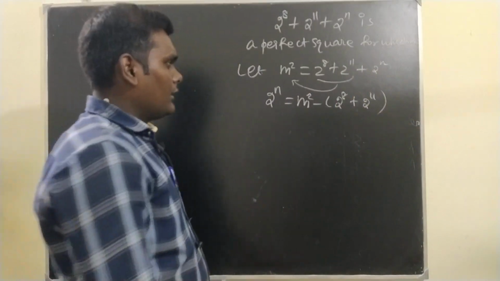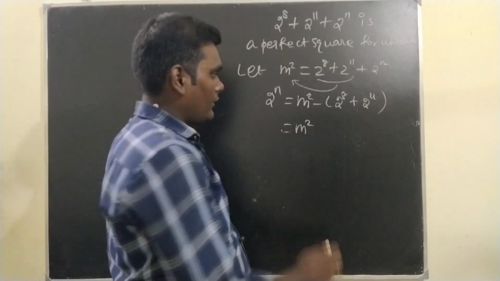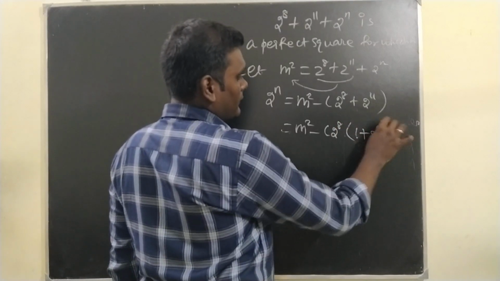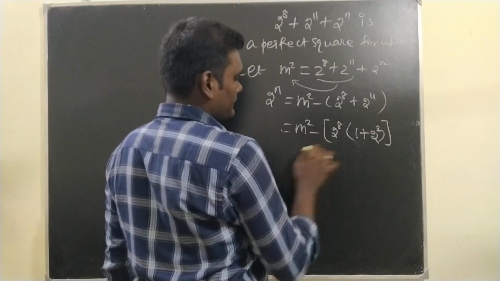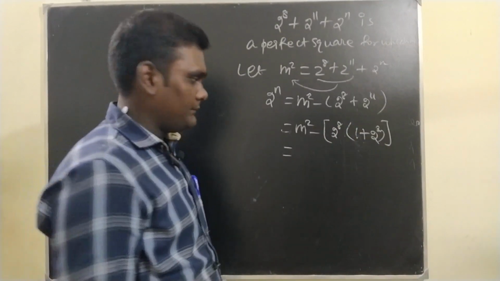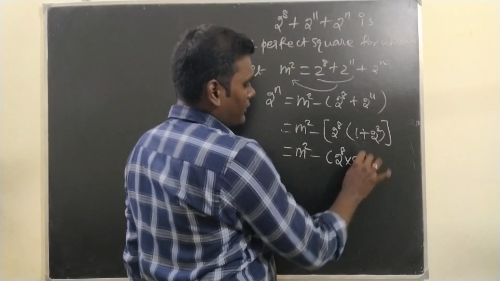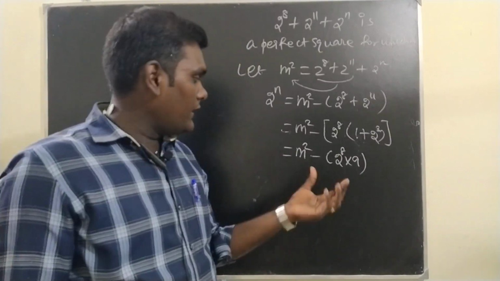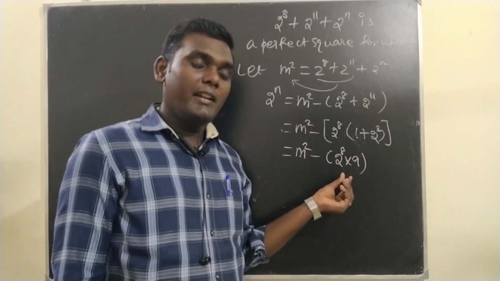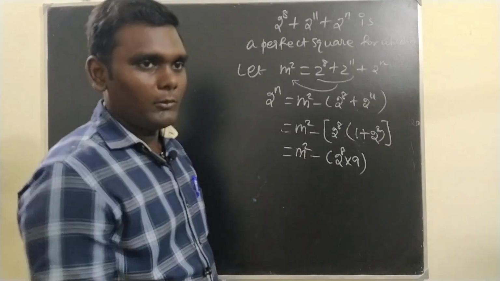We'll see what happens. Now, as you said before, we can take 2 power 8 as common from this. What will you get? It is 1 plus 2 power 3, isn't it? So 1 plus 2 power 3 is what? 9. So m square minus 2 power 8 into 9. When you see m square minus something, if the other thing is also a square, you can use the a minus b into a plus b formula. So that is what I am going to use.